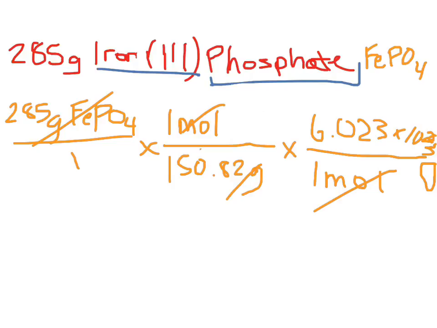So you have 285 divided by 150.82 times 6.023 times 10 to the 23, which is going to give you 1.14 times 10 to the 24. And like I explained before, when you multiply exponents, you add them. So that's going to be your answer.